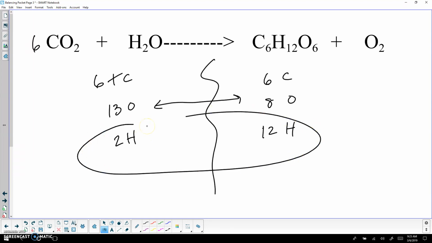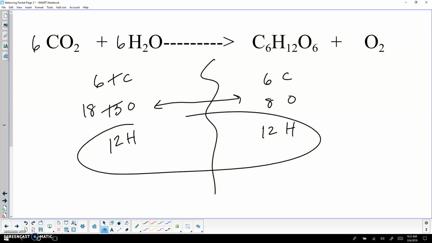Okay, look at this one, 12 and 2. That's much easier. Okay, I can get 12 hydrogens by simply putting a 6 here. 6 times 2 is 12. And now our oxygens, we have 6 here, plus these 12. Well, this is now 18. Okay, looking at this, you might be like, oh man, 18 and 8, that still doesn't look very fun. But there's kind of a trick here.